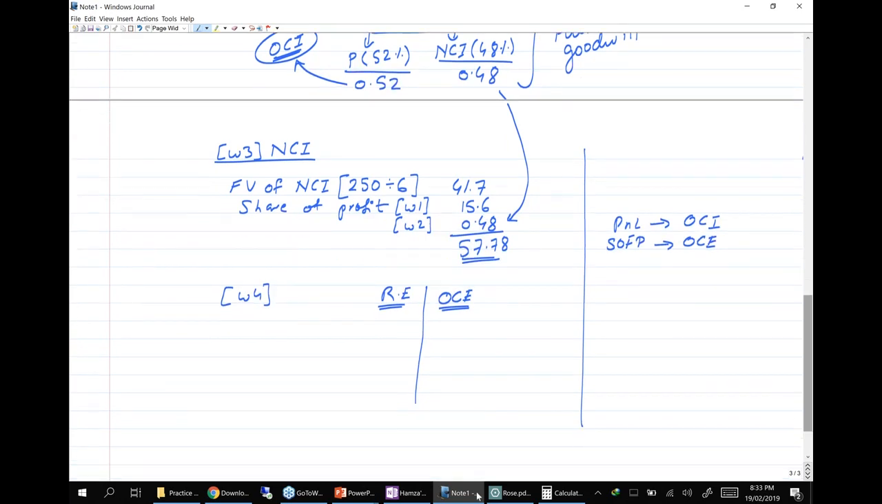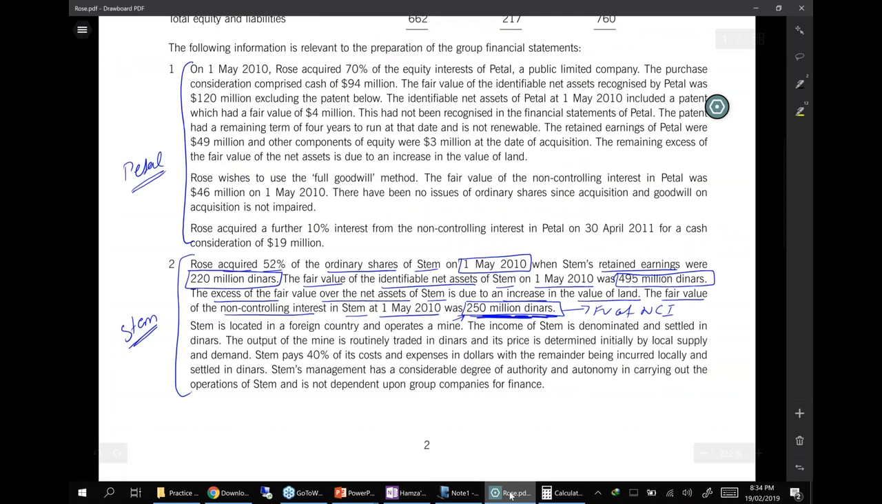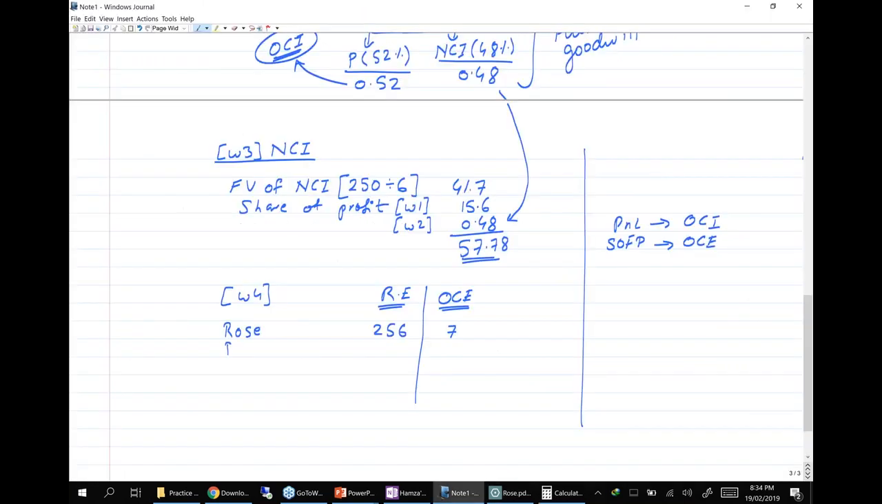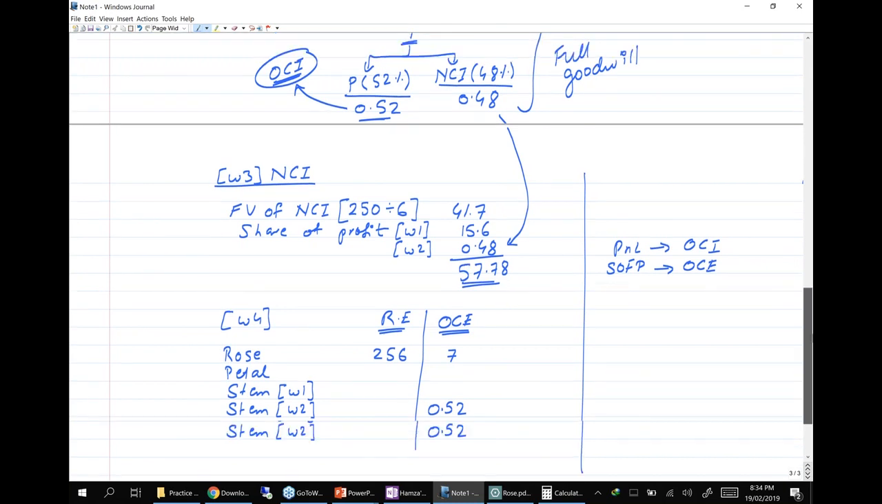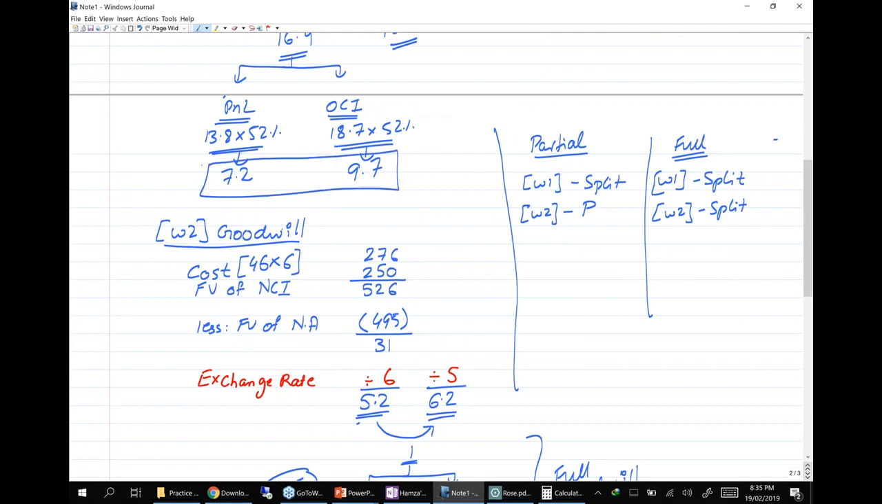So now if I go back to the question, the retained earnings in the OCE was 256 and 7. So I'm writing 256 and 7 for the parent, which is by the name of Rose. So let's call this Rose. And then obviously we will be adding the value of the petal, which we haven't calculated because we are focusing on the foreign subsidiary now. And then we are going to add the value of stem from both working 1 and working 2. The value in working 2 was 0.52, and as this relates to the impact of the exchange rates only, we're going to add this in the OCE, other components of equity. And similarly, we need to check the value of the parent, which was 7.2 and 9.7 in working number 1. So 7.2 is taken to P&L and 9.7 is taken to the OCI.